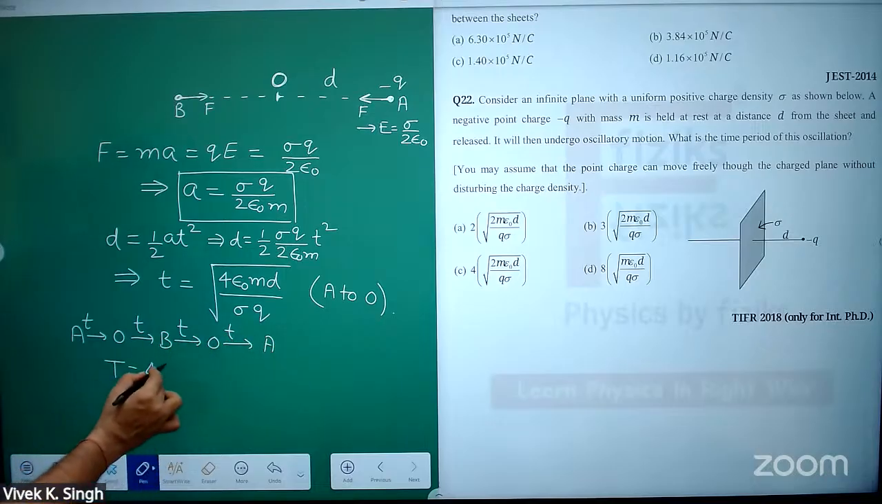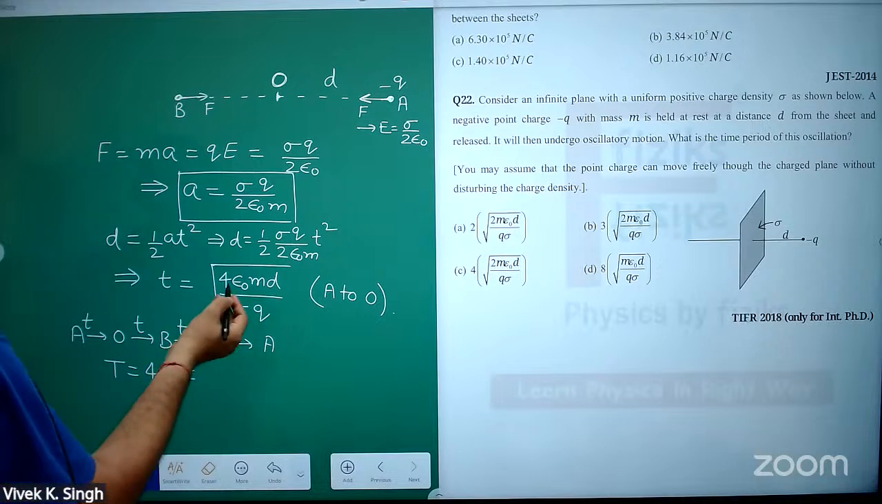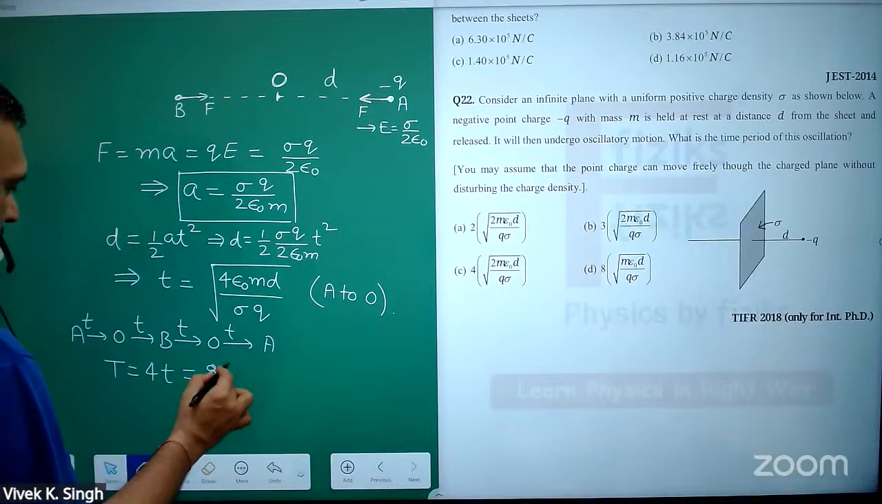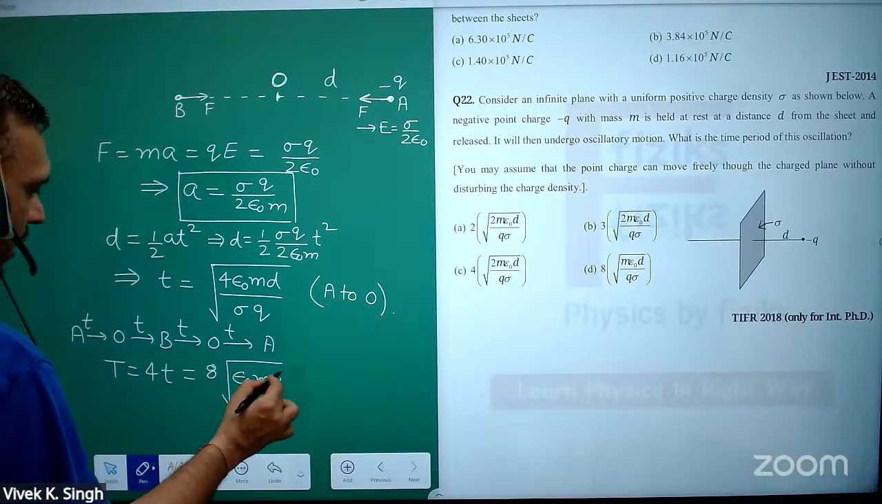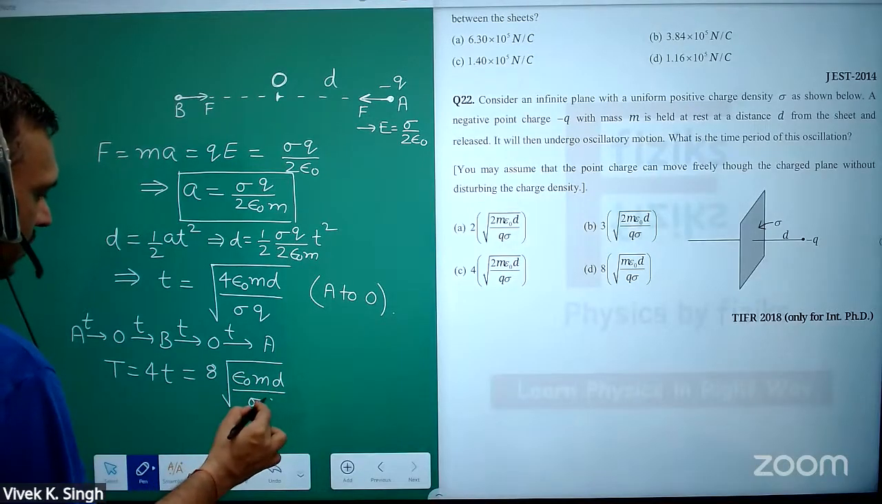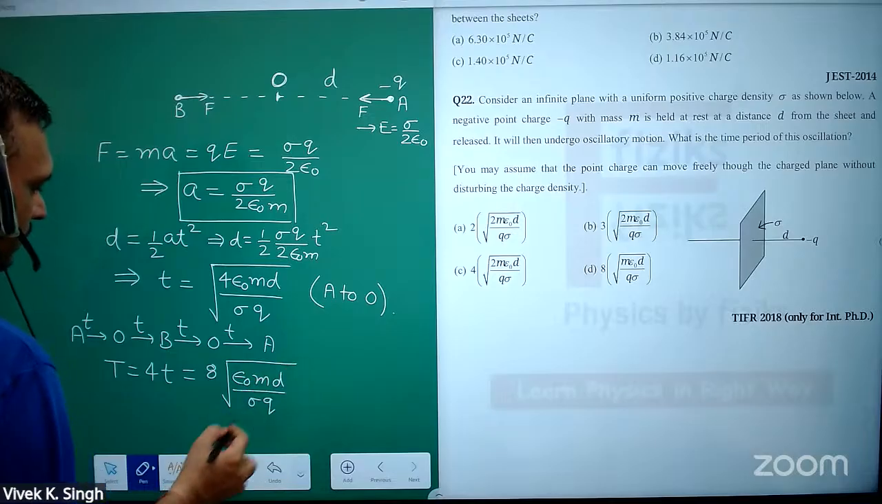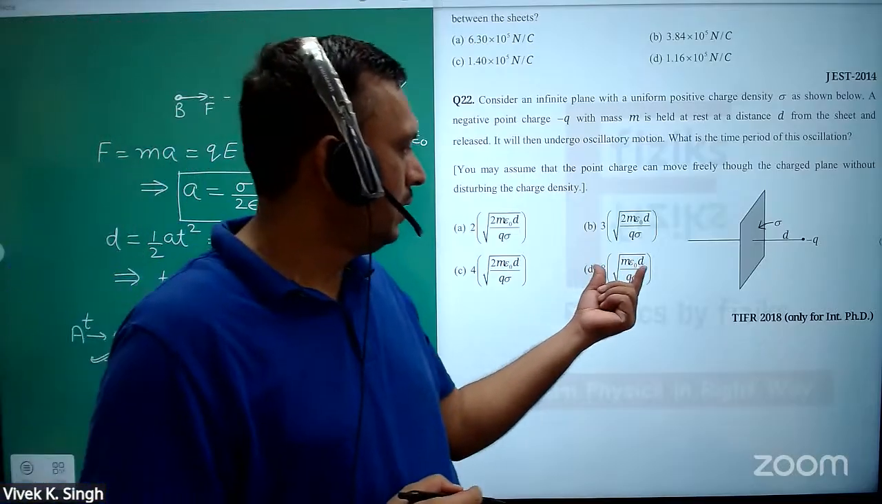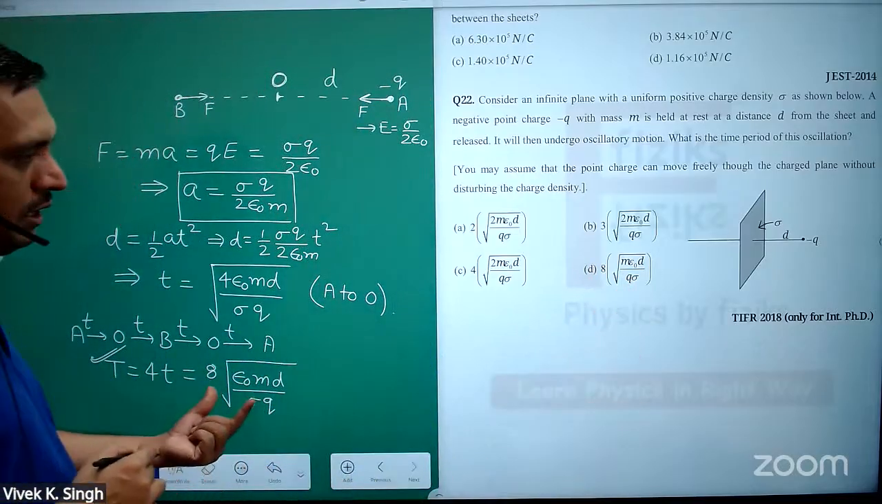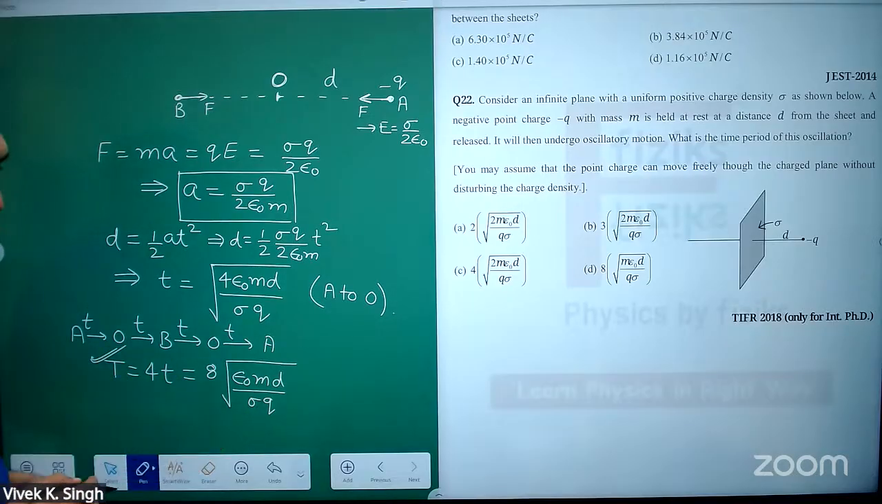So this is 4t. Taking 2 common, this will be given by 8 under root epsilon naught m d by sigma q. So this is the total period: 8 times under root m epsilon naught d by sigma q.